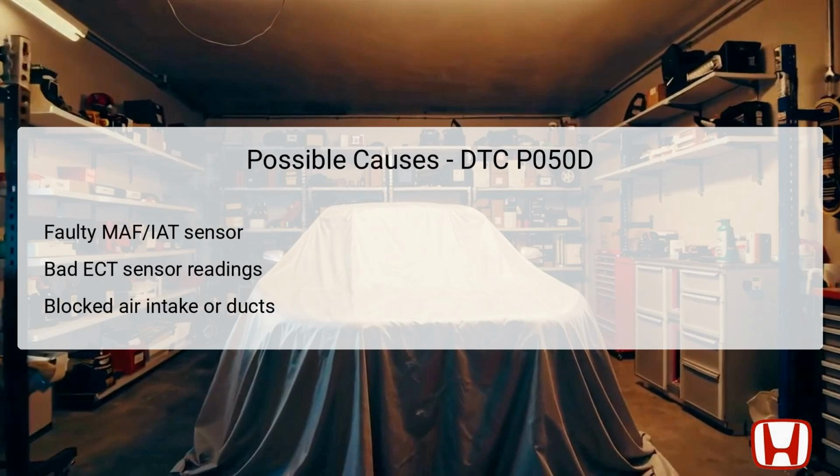Several potential causes can lead to a P050D error code. A faulty mass airflow (MAF) sensor or intake air temperature (IAT) sensor can disrupt the air measurement accuracy, affecting the PCM's decision-making. If the ECT sensor provides incorrect readings due to wiring damage or sensor malfunction, it can mislead the PCM regarding engine temperature, leading to idle speed issues.